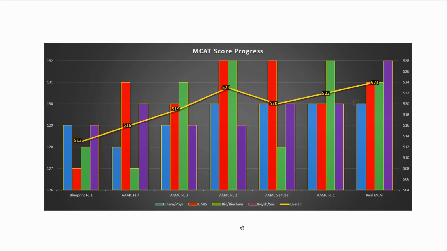So this one was probably the most expected score, but that CARS could have easily been down to a 130, that Biochem could have easily been down 1 or 2 points, and I might have ended up with a much lower score. So there was a possibility, and there is an element of luck.